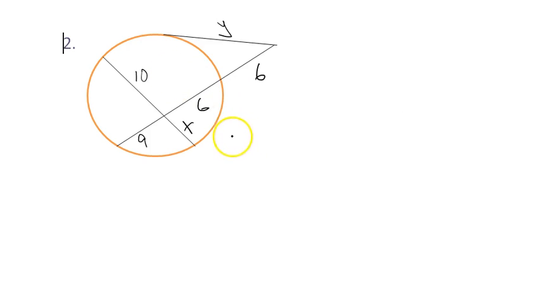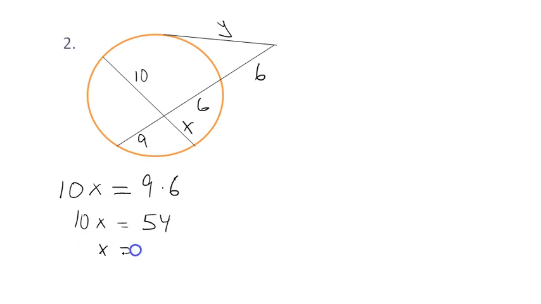Okay, for the next example, I've done something a little bit more complicated. I've got kind of both rules in the same picture. We're going to find x and y. First of all, to find x, it's the rule where things are crossing in the middle. I'm going to focus on the 10, the x, the 9, and the 6 that are all inside the circle. So I'm going to use my rule and say 10 times x is going to equal 9 times 6. And so since 9 times 6 is 54, if I divide by 10, I get x to be 5.4.